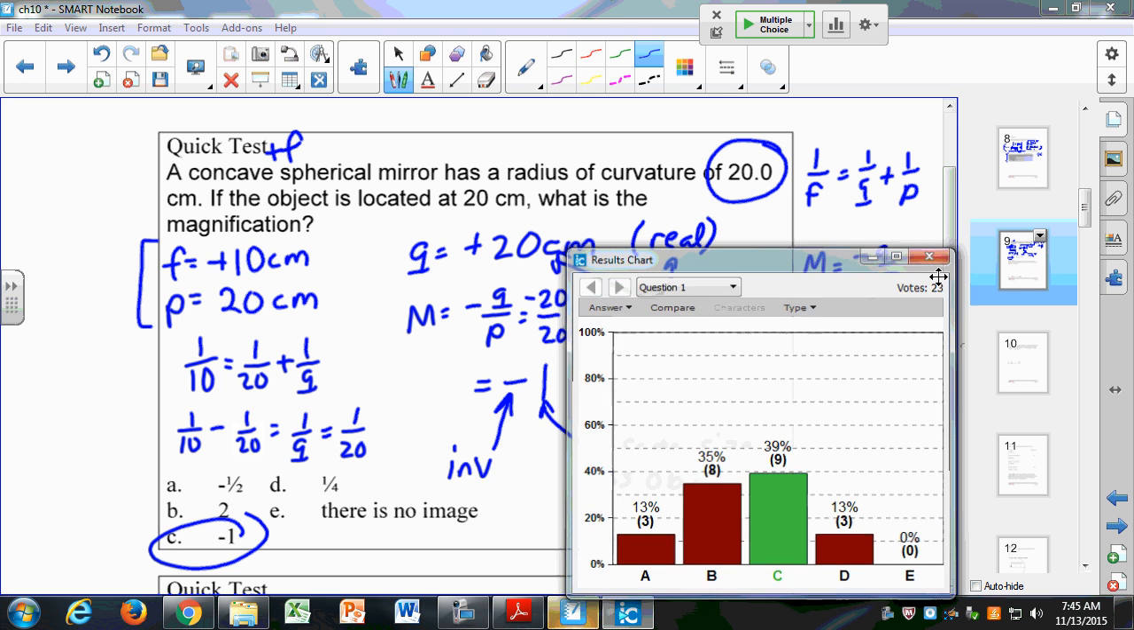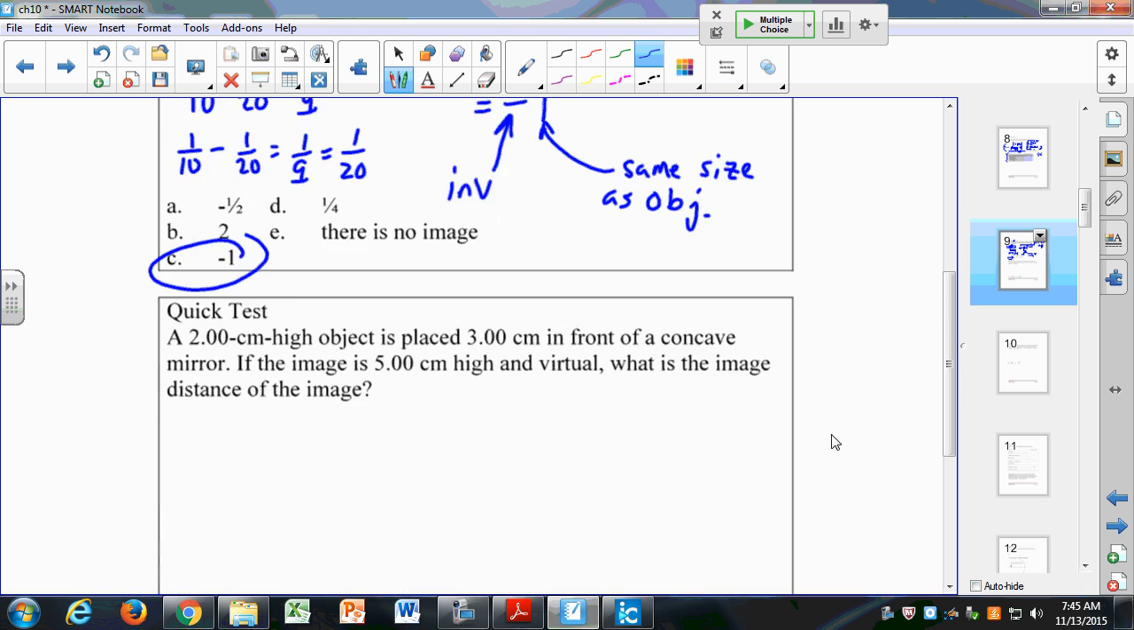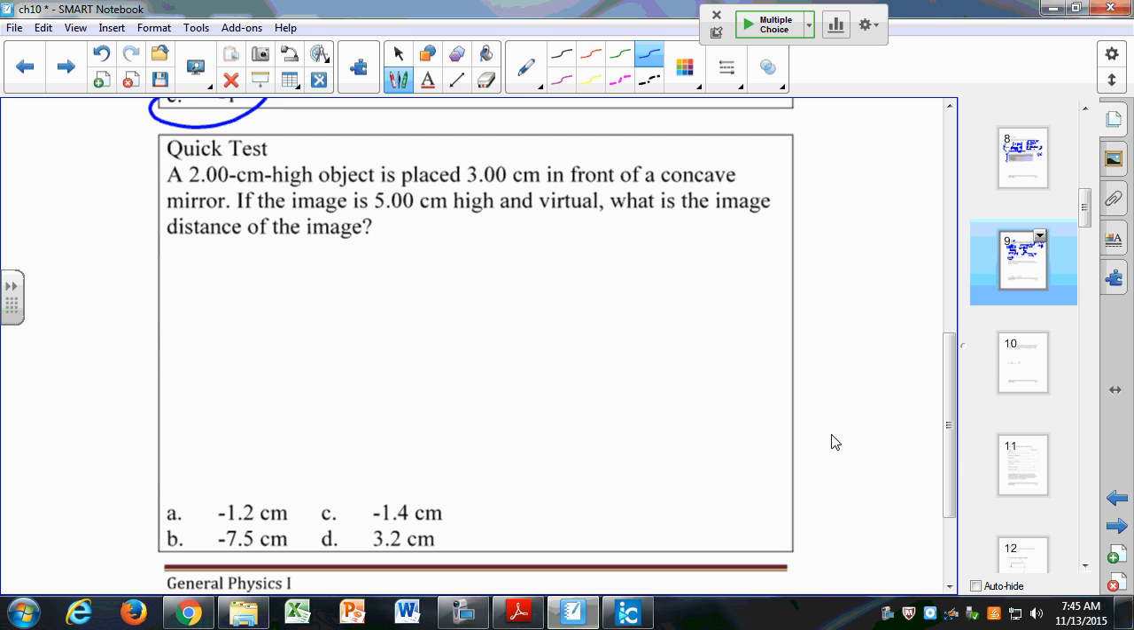Let's try this next one. This is a little trickier. I have a 2 centimeter high object. It's placed 3 centimeters in front of a concave mirror. If the image is 5 centimeters high and virtual, what is the image distance?